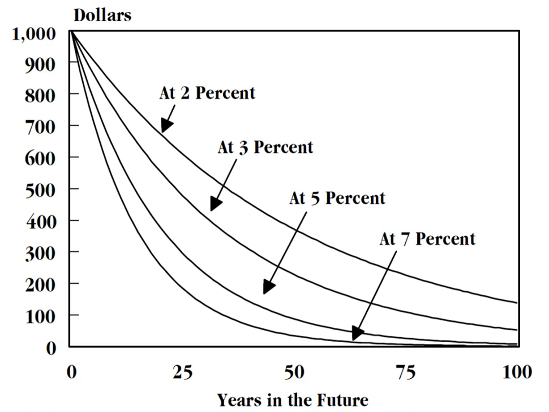Where i does not equal g, PVA equals A over (i minus g) times (1 minus ((1 plus g) over (1 plus i)) to the power N). Where i equals g, PVA equals A times N over (1 plus i). To get the PV of a growing annuity due, multiply the above equation by 1 plus i.